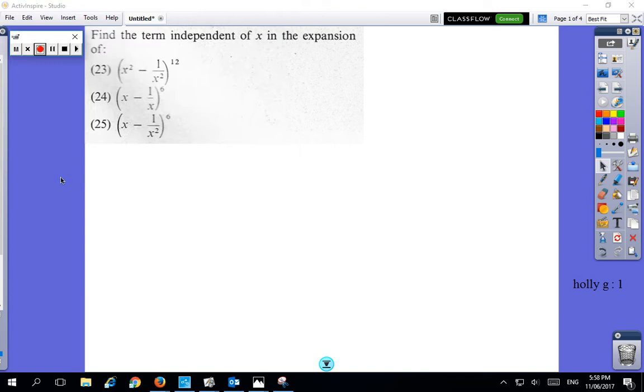Okay, so I'm just doing question 24 from these three questions here, sent in by a student. This is (x − 1/x)^6, and we want the term that is independent of x.